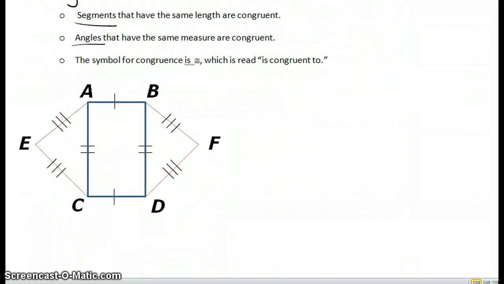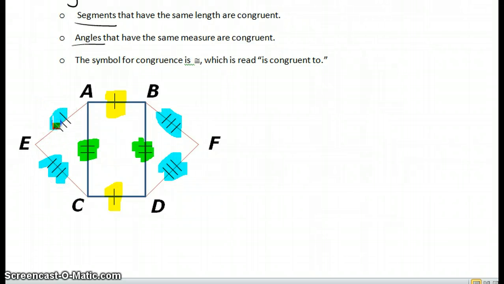So let's look at our picture down below. We are using slashes to show some line segments that are congruent. I could see one slash and one slash, and that means that those two lines are congruent. They are the same length. I can also see two slashes and two slashes there. That means those two lines are congruent. Now we have three slashes on four segments. That means all four of those line segments are congruent. They have the same length.